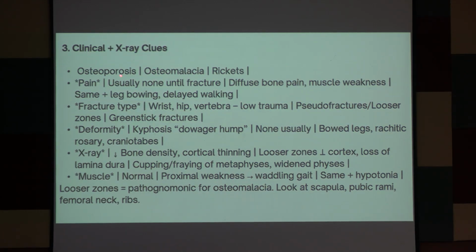Muscle: osteoporosis will be normal. In osteomalacia, proximal weakness, waddling gait. What is waddling gait? Any idea? Yes, duck. And in rickets, same plus hypotonia. And these Looser zones, this is pathognomonic for osteomalacia. Look at scapula, pubic rami, femoral neck, and ribs.